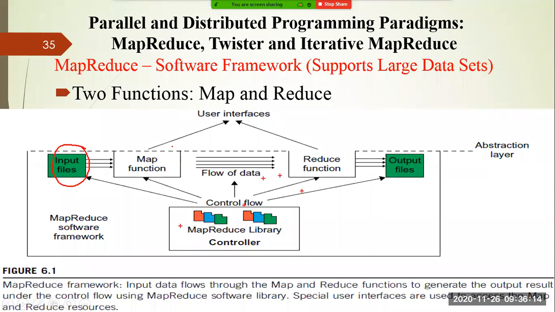So you can see here these complete internal details, map function and reduce functions. This is under the abstraction layer. Nobody is going to see these internal details. The user will know only that there is a map function and a reduce function. That will be shown to the user through an interface, not the entire details. So here you can use special user interfaces that are used to access the map and reduce resources without going into other details.